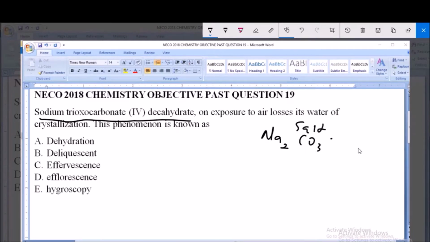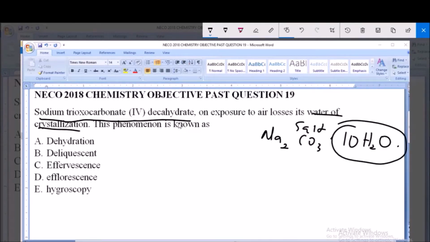So decahydrate, that is with 10 moles of water as its water of crystallization. Now, on exposure to air, it loses this water of crystallization. So we're asked for what this phenomenon is known as. Let's look at each of the options and see which one describes this phenomenon. Option A, dehydration, simply refers to the loss or removal of water from any substance.